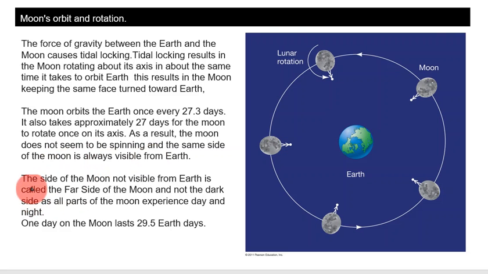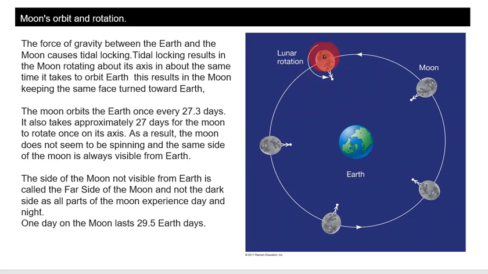So the side of the Moon not visible from Earth is called the far side of the Moon, and not the dark side, as all parts of the Moon experience day and night. So one day on the Moon lasts about 29.5 Earth days. So a day on the Moon lasts a pretty long time.